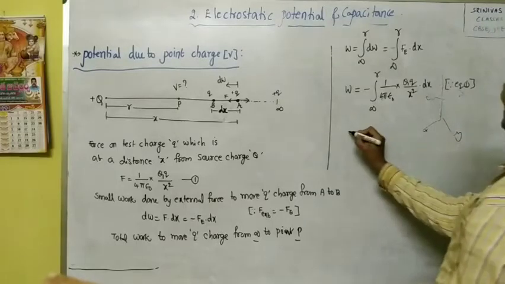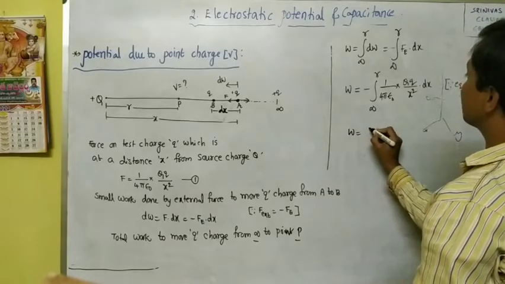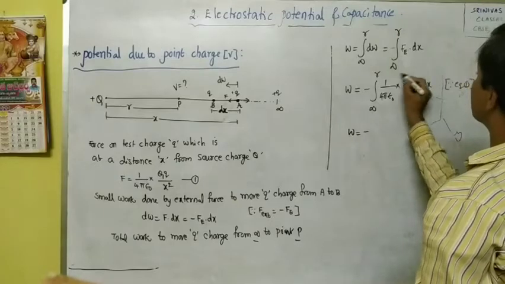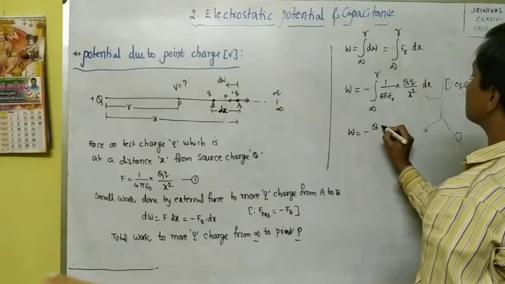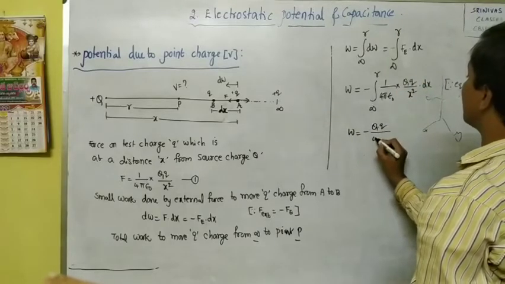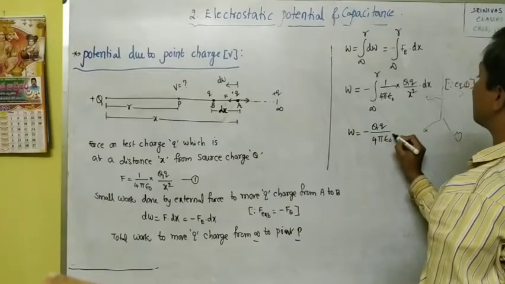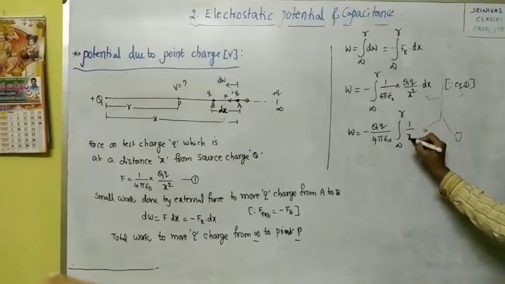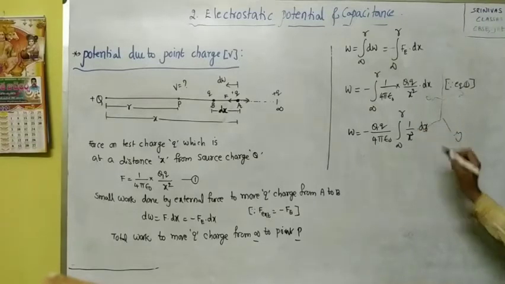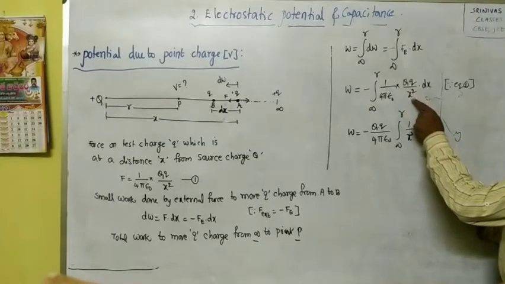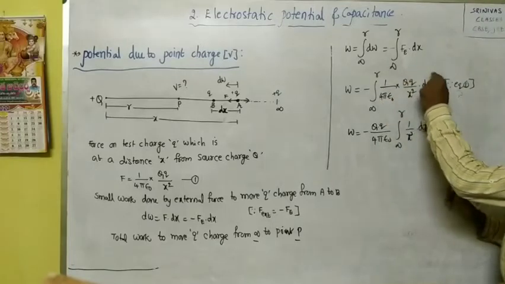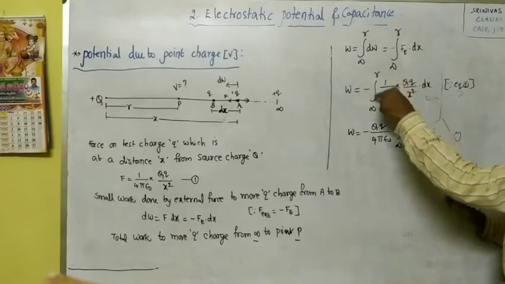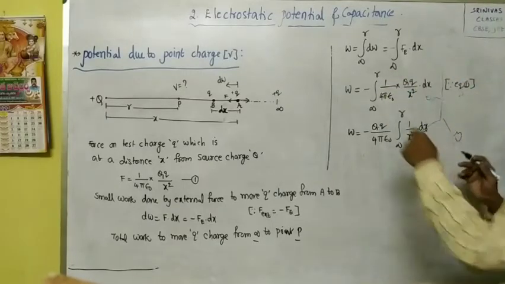And next, let us see, we have to simplify. This constant we take outside: minus capital Q into small q by 4 pi epsilon naught into integration from infinity to r of 1 by x square into dx. Except for this x square and dx, all the remaining terms are constant. While doing the integration, constants we have to write outside. How did we write the limits here?